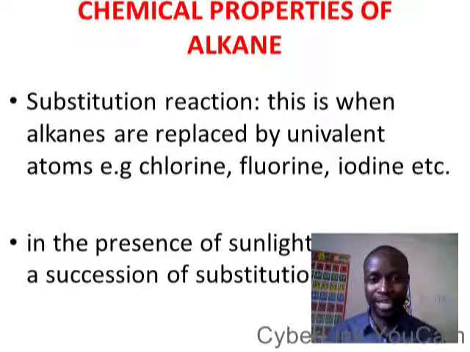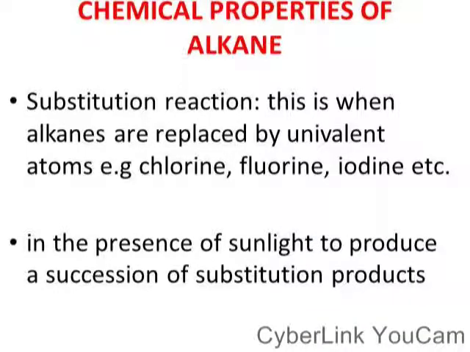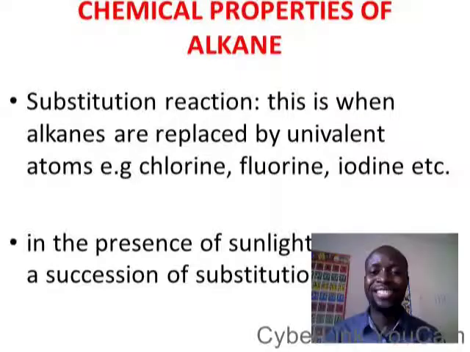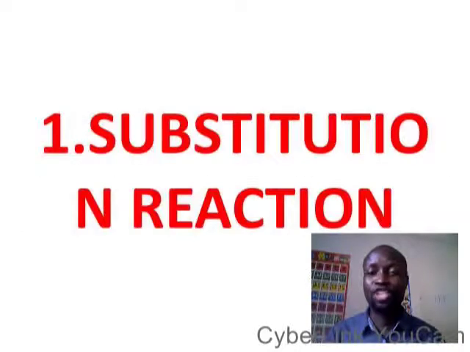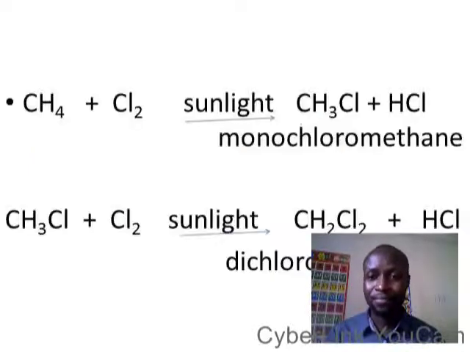Now, see the full slide here. In the presence of light, to produce a succession of substituted products. Now, light is used as the catalyst in substitution reaction. Let us go on. Substitution reaction. This is number 1 chemical property. And look at it here.